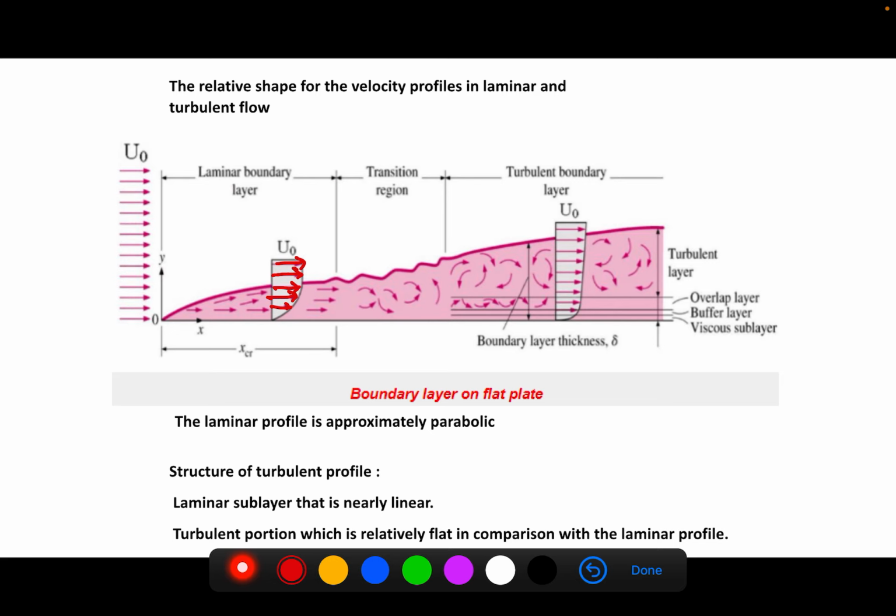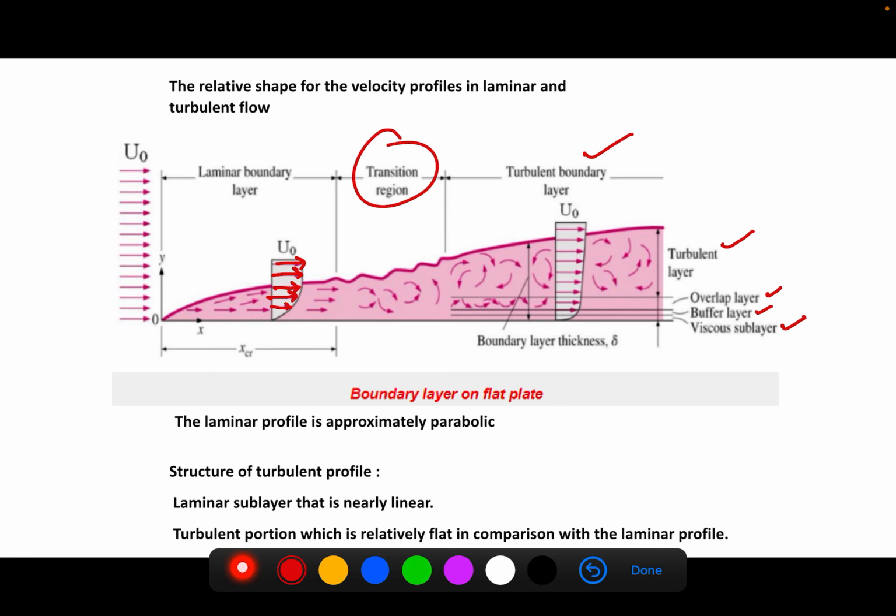When we reach here, after some time it will become transition, and after that it will become turbulent. If you consider the turbulent boundary layer region, there exists a viscous sublayer very close to the surface, then a buffer layer, then an overlap layer, and then a turbulent layer. Inside the viscous sublayer the profile will be almost linear.